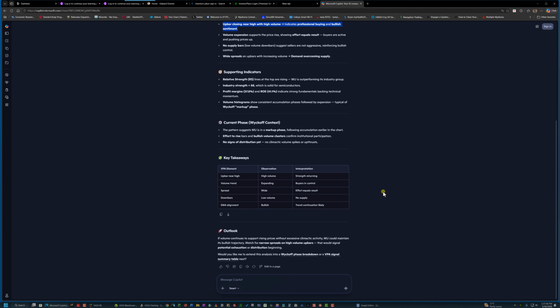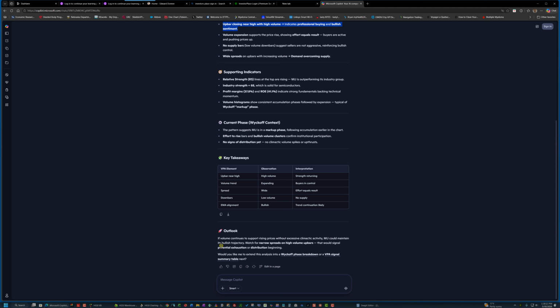Key takeaways. Up bar near high, high volume, strength returning, volume trend expanding, buyers in control, spread wide, effort equals result. Down bars, low volume, no supply. EMA alignment bullish, trend continuation likely.